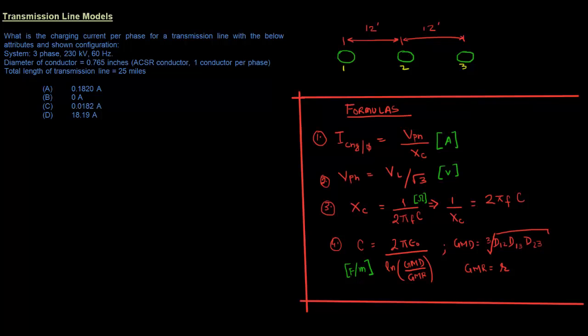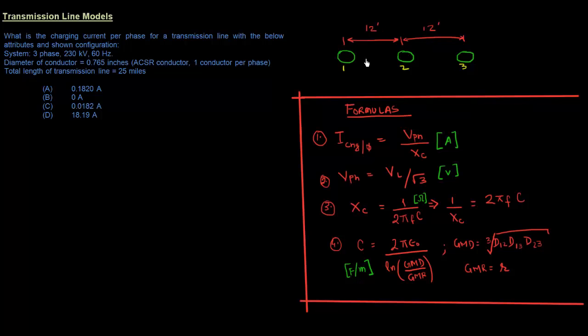Our topic for today, transmission line models. Let's read the question before we get into the details. We're going to be talking about charging current today, so basically dealing with capacitance of transmission lines. So let's read the question. What is the charging current per phase of a transmission line with the below attributes and the shown configuration?